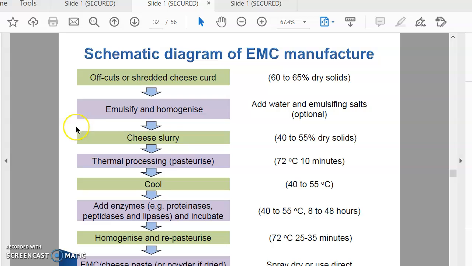So this is the process. You can take a look. You can see here the cheese slurry. They are not stored, but instead they are pasteurized, cooled, and then the enzyme is added, and then re-pasteurized, so they can be kept longer.